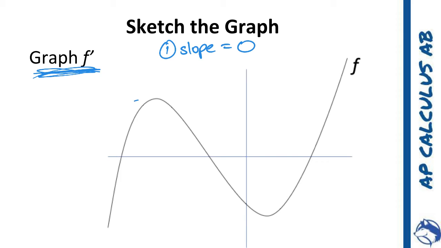So I'm going to do that, and it looks like right here it's equal to 0, and about right here it's equal to 0. So since my slope is equal to 0 at those points, I can go ahead and graph it as the slope is equal to 0. So I'm going to make those on my x-axis. The next thing I'm going to want to figure out is where my slope is positive and negative.